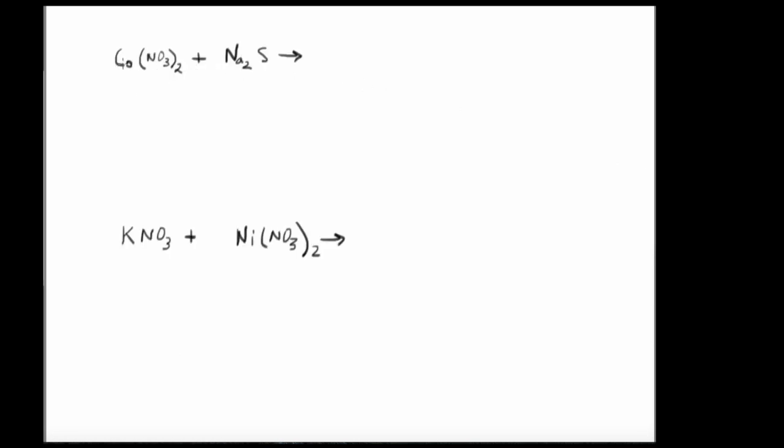Okay, at the top of the screen I have cobalt nitrate and sodium sulfide. Again, the 2 cations are going to switch dance partners, so we're going to have cobalt sulfide as one of the 2 products, and the other one's going to be 2NaNO3, sodium nitrate.